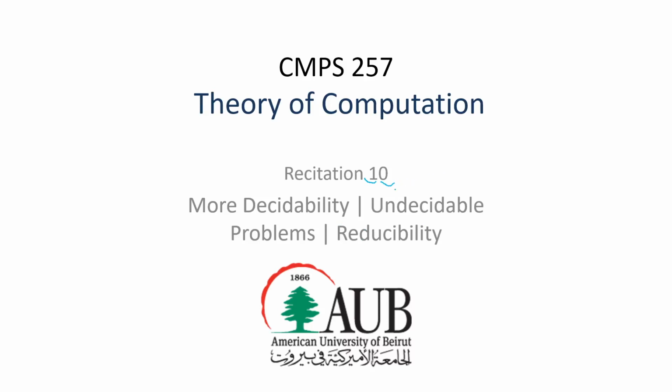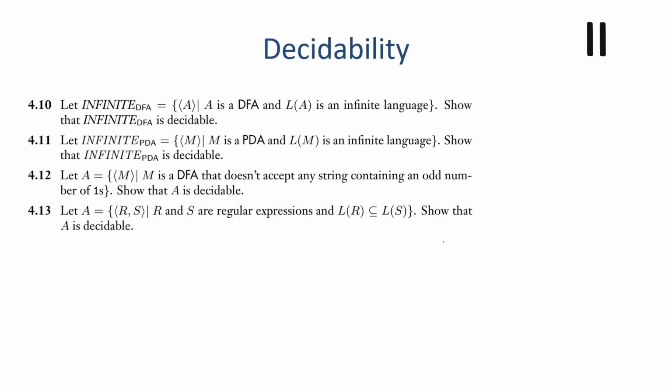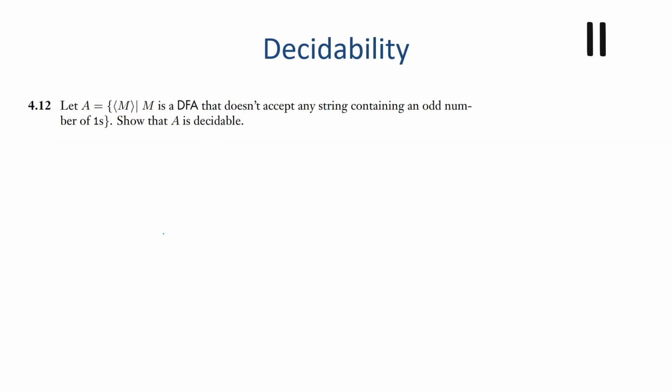So for today we're going to be talking more on decidability, so solving more questions there, then we'll introduce undecidable problems, and we'll talk about reducibility. So what is that? What's the meaning of it? So we're going to be starting off with these decidable problems. We did see these last time. Hopefully you tried to look at them, maybe solve them. And we're actually going to be starting not with the first one, with 4.12.